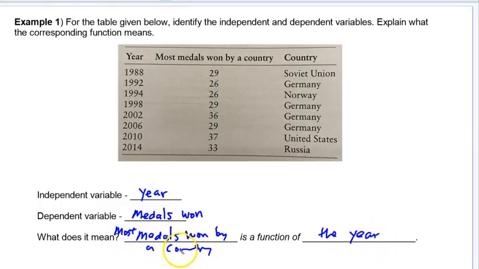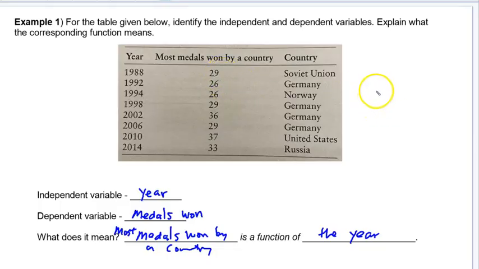So when you're looking at this phrase, the first blank will always be the dependent variable, the output. Output depends on the year. Okay, now let's reverse that. Maybe somebody would say, you would switch these and you would say the independent variable would be the medals won.